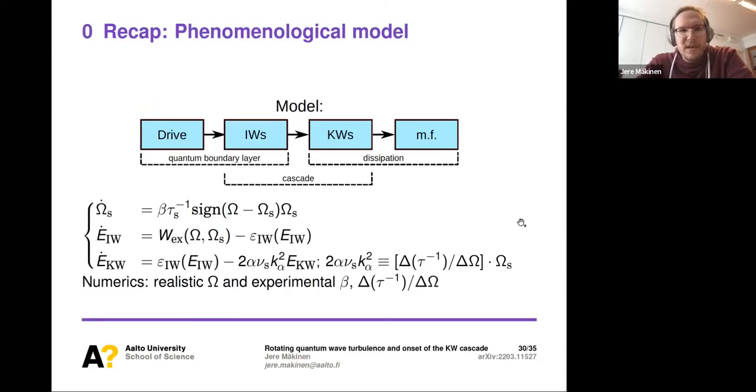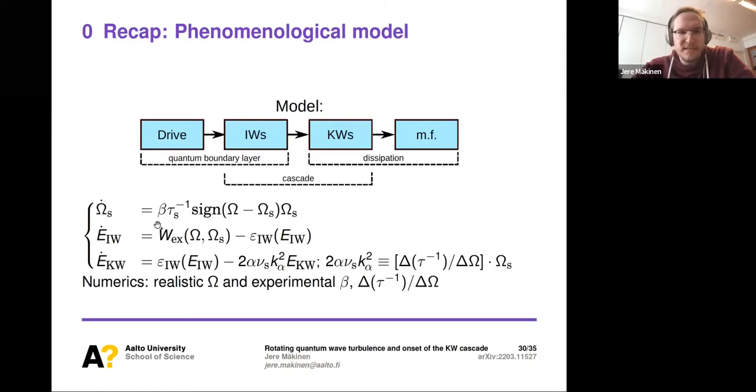So just to recapitulate what I've been talking to you about, it is essentially this phenomenological model. We are driving energy into the system via the quantum boundary layer by modulating the angular velocity, which then excites some inertial waves. There is a cascade from inertial waves to the Kelvin waves, and finally, they are dissipated through mutual friction. We can also write this phenomenological model into equations, which are shown here.